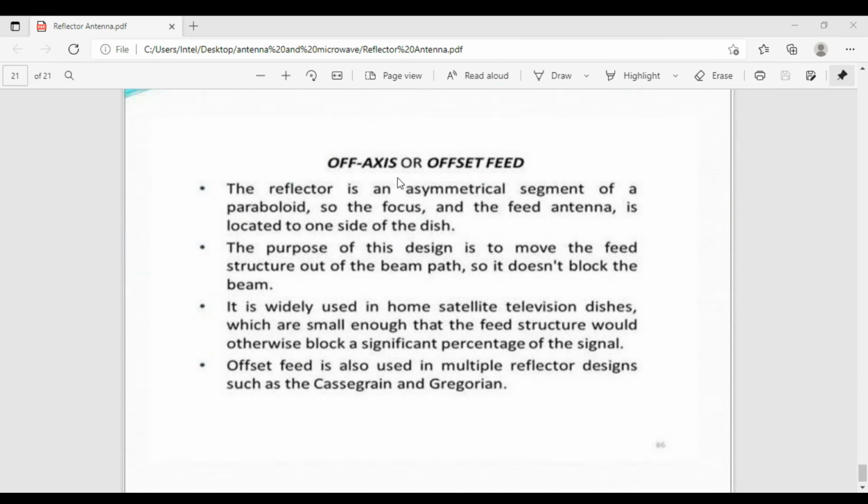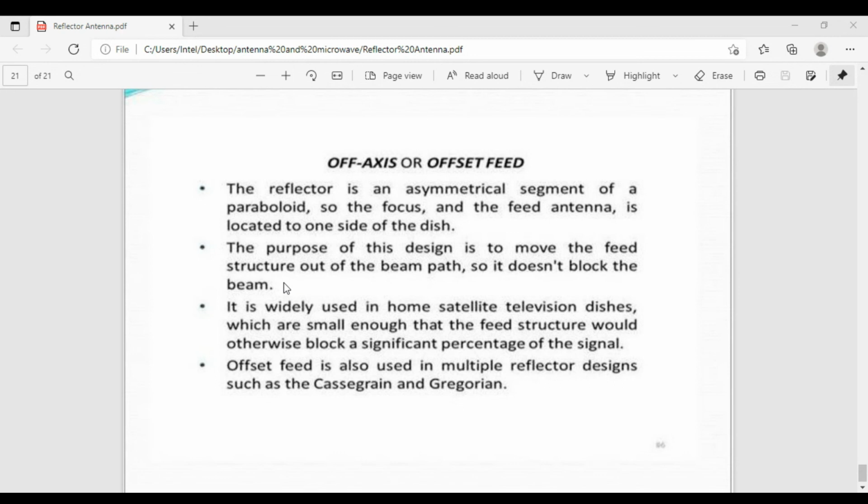Okay, so this is the offset feed. The reflector is an asymmetrical segment of a paraboloid. So the focus and the feed antenna are located to one side of the dish. The purpose of this design is to move the feed structure out of the beam path, so it does not block the beam. The blocked rays problem gets totally eliminated in the offset feed method.